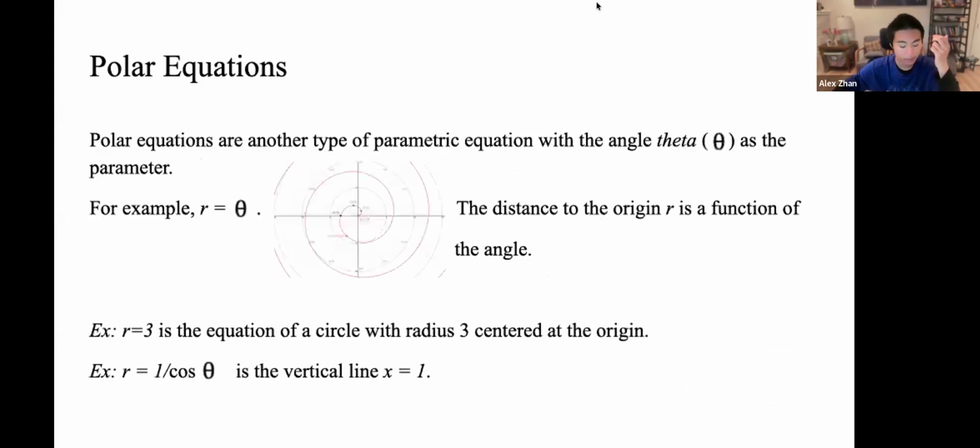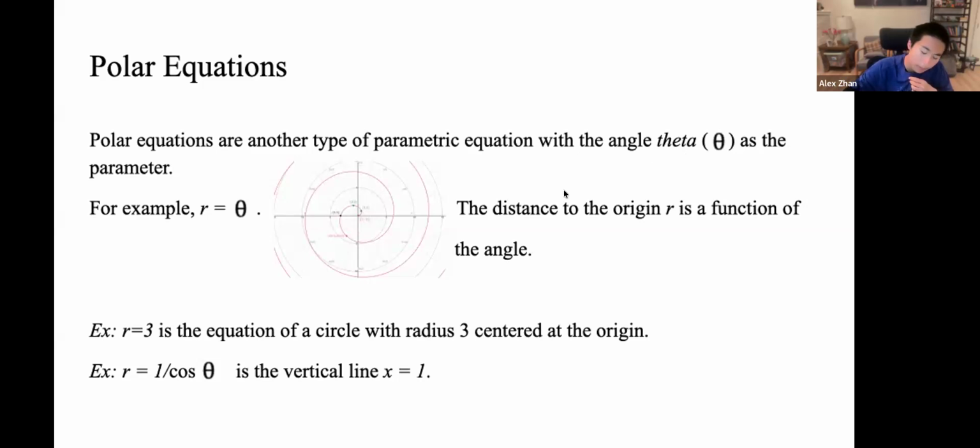Okay, so next we'll be talking about polar equations. I believe you have probably done parametric equations before, or actually maybe not. Either way, polar equations are one type of parametric equation. How many of you know what parametric equations are? You know what, we can go into that later, but let's first talk about what polar equations are.